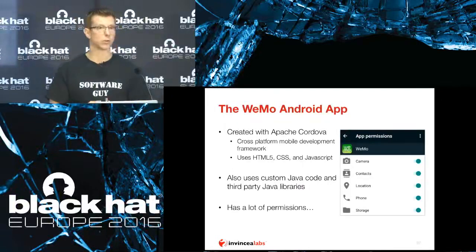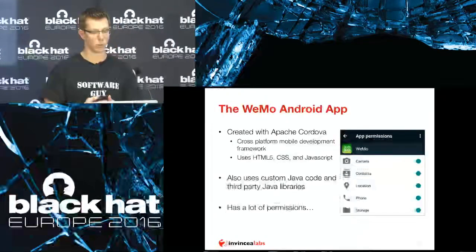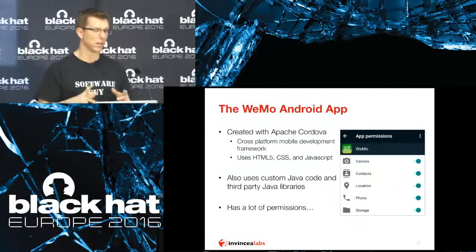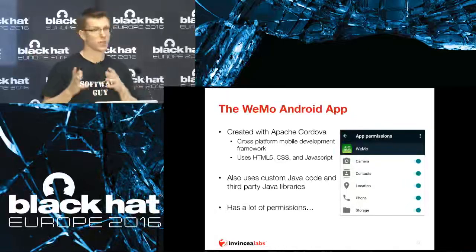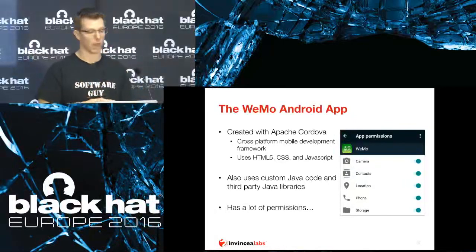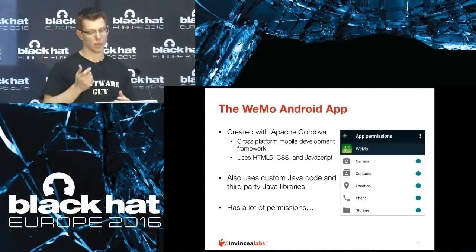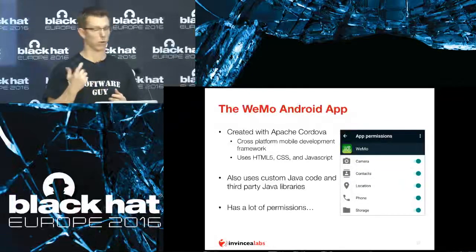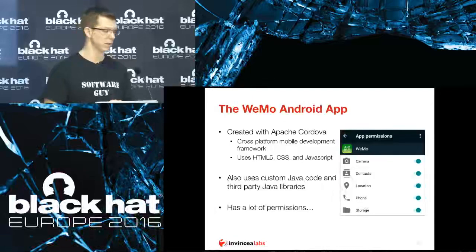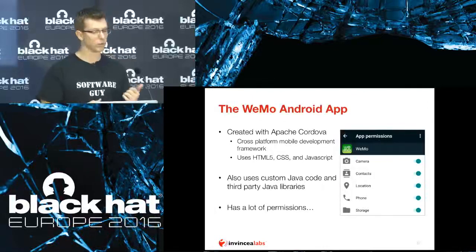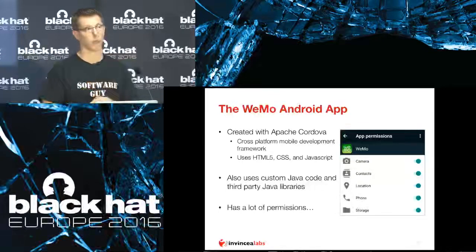So Wemo's Android app in particular is built with a cross-platform mobile development framework called Cordova from the Apache Foundation. Effectively, the idea is that you can create your interface in HTML5 and CSS, and then obviously that can work on any mobile platform. And then they have this JavaScript bridge that allows that interface to talk to the native code, and the native code to talk to the interface. Native code in this case would be Java on Android, and Objective-C or Swift on iOS devices.